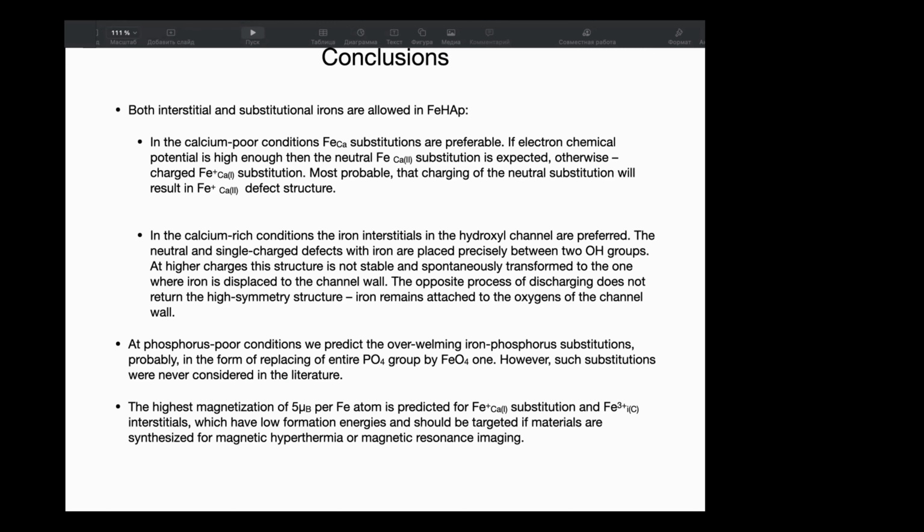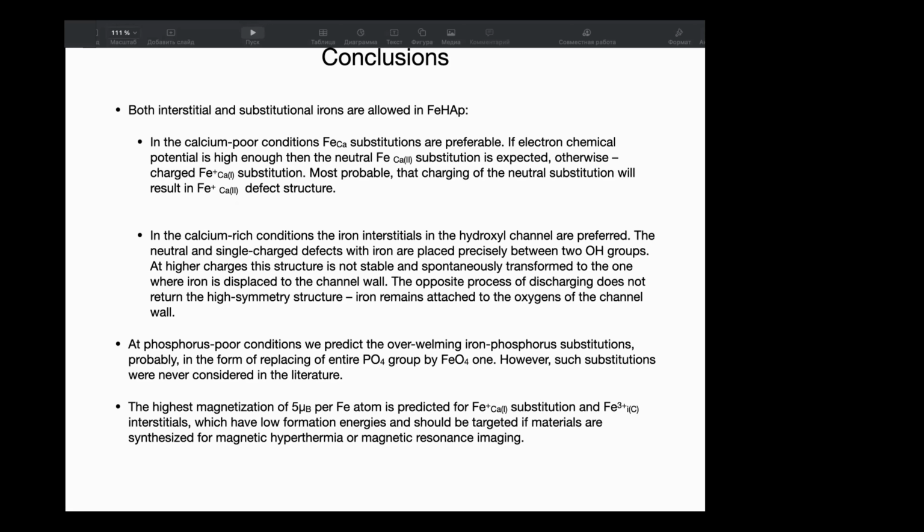In the calcium rich conditions, the iron interstitials in the hydroxyl channel are preferred. The neutral and single charge defects with iron are placed precisely between two hydroxyl groups. At higher charges, the structure is not stable and transforms to the one where iron is displaced to the channel wall. The opposite process of discharging does not return the high symmetry structure. Iron remains attached to the oxygen of the channel wall.